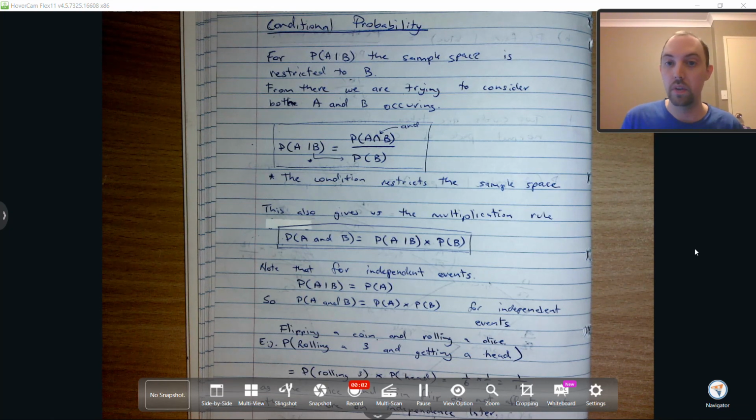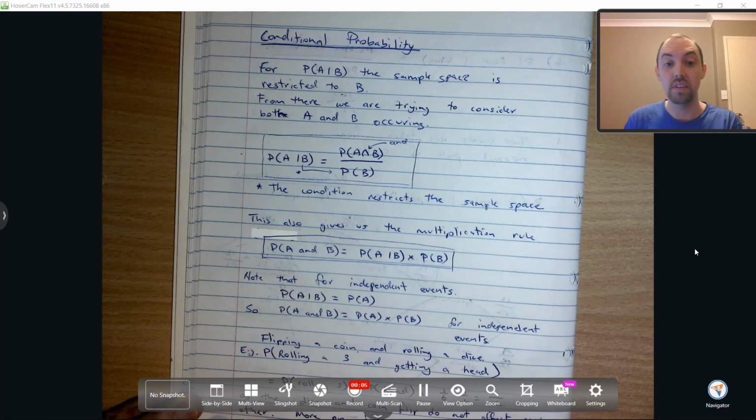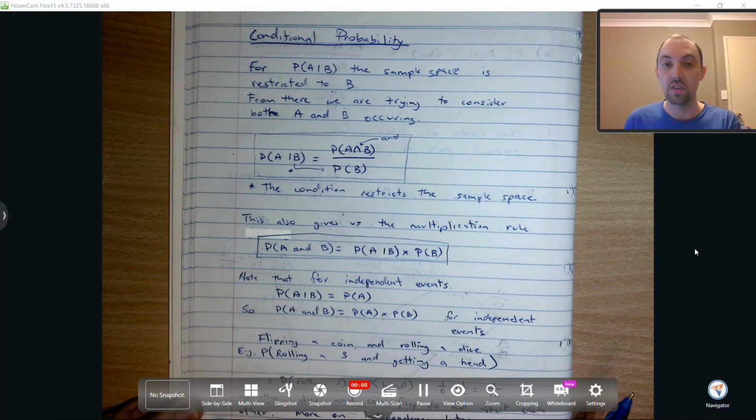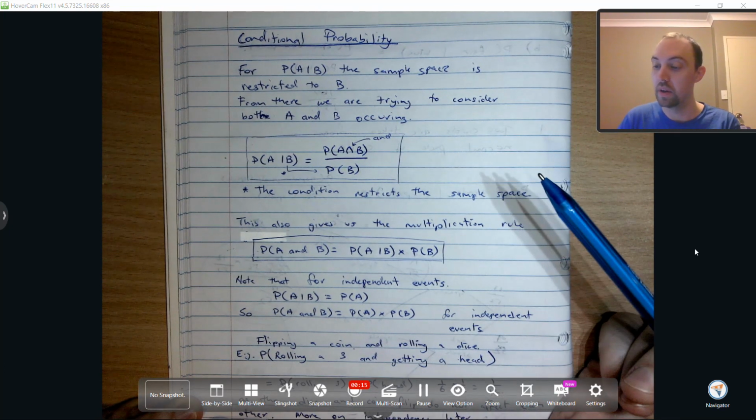Hey guys, we're going to be looking at our continued stuff on conditional probability, but this time we're going to be looking at the actual equation itself, the formula that we tend to direct ourselves to from now on.